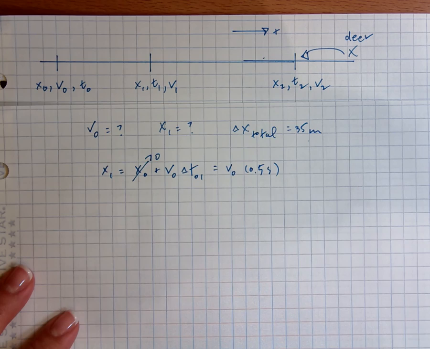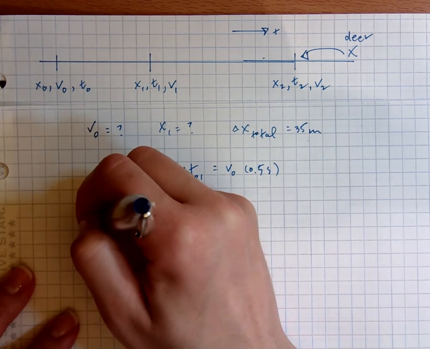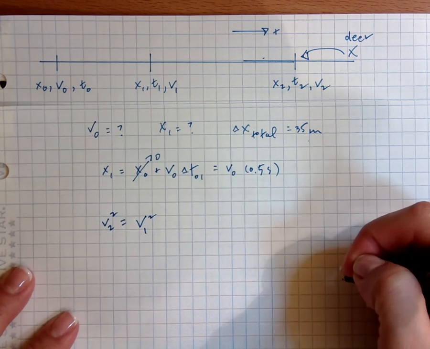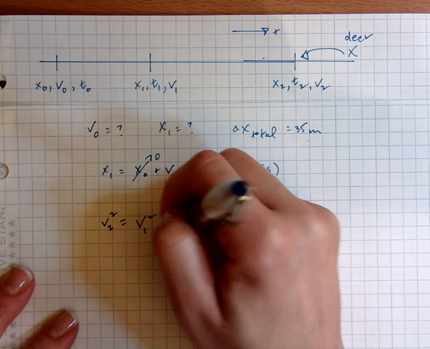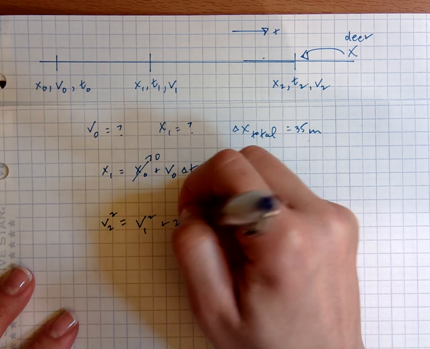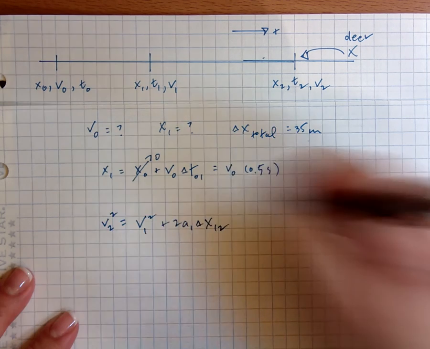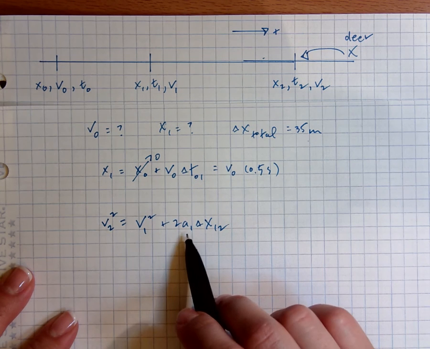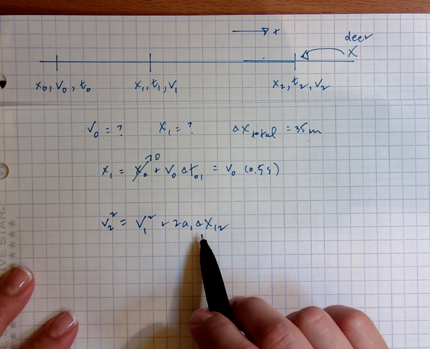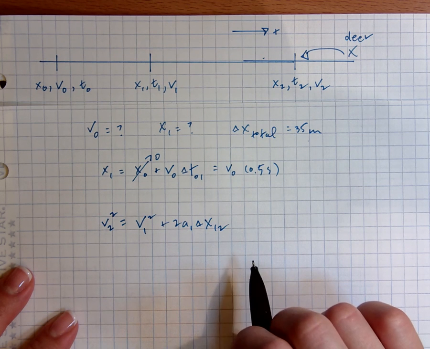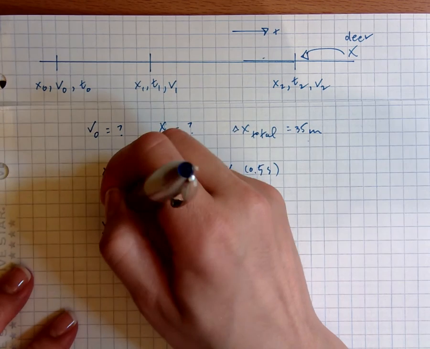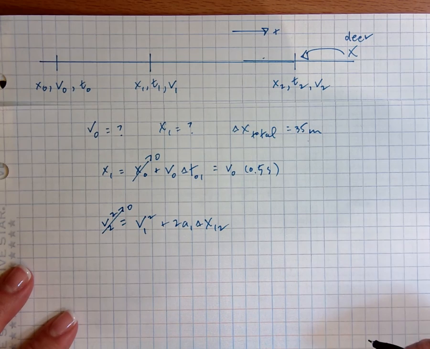Now, let's relate these 2 points to each other. I don't know the time between those 2 points, so I'm going to pick an equation that relates them without using the time. So v2 squared is equal to v1 squared plus 2a1 times delta x between 1 and 2. That relates the 2 points, 1 and 2. I know that v2, the final velocity, is going to be 0. We want to stop at 35 meters.